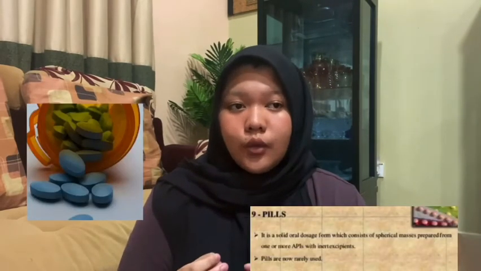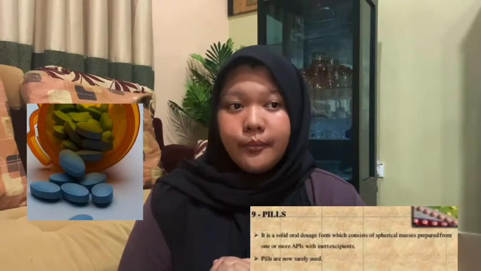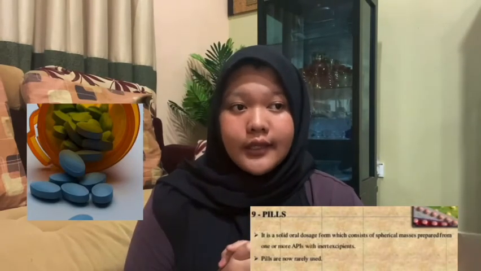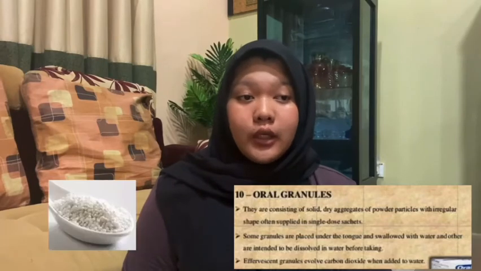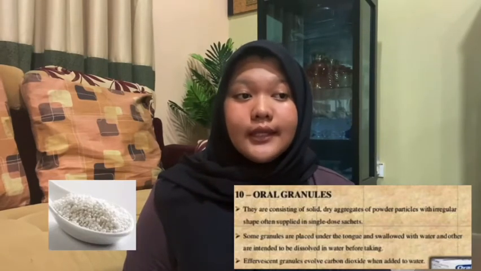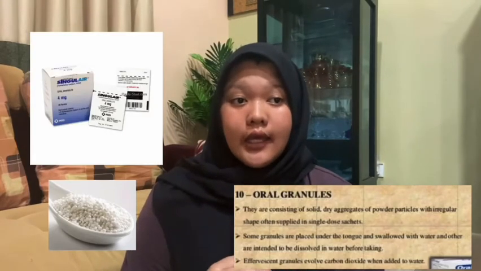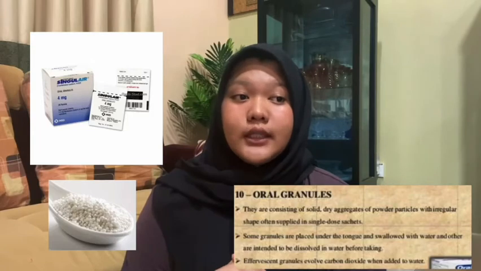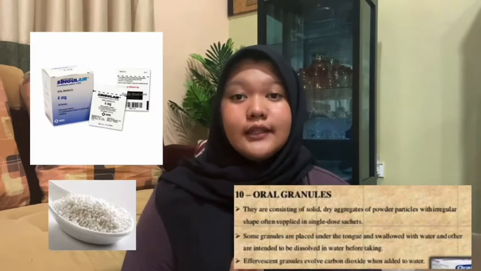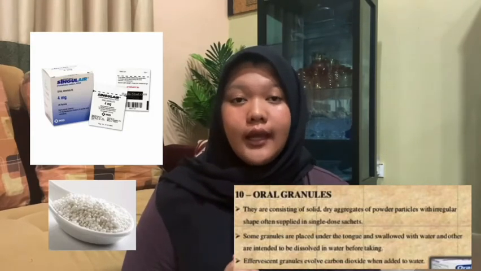Number 9 is pills. It is a solid oral dosage form which consists of spherical masses prepared from one or more APIs with inert excipients. Pills are rarely used these days. Okay, now number 10 is oral granules. They consist of solid, dry aggregates of powder particles with irregular shape, often supplied in single-dose sachets. Some granules are placed under the tongue and swallowed with water, and others are intended to be dissolved in water before taking. Effervescent granules evolve carbon dioxide when added to water.